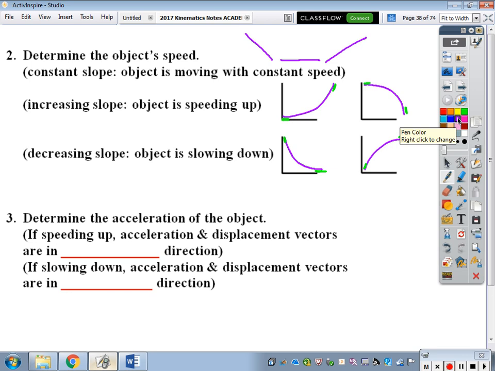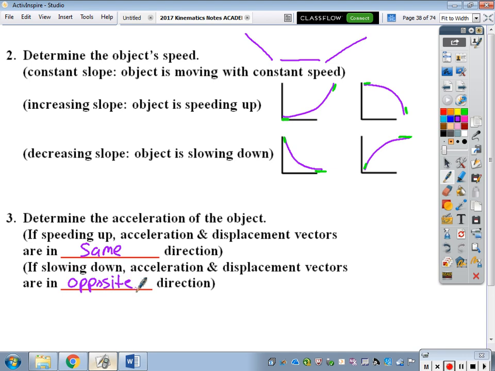Now we have displacement, and we have speed. In order to get the last piece, the way that I frame my logic for this, we have to get those two correct. So we need to be able to accurately determine what the displacement is, and accurately determine what's going on with the speed. If an object is speeding up, the acceleration and displacement vectors are going to be in the same direction. And if the object is slowing down, they're going to be in the opposite direction.